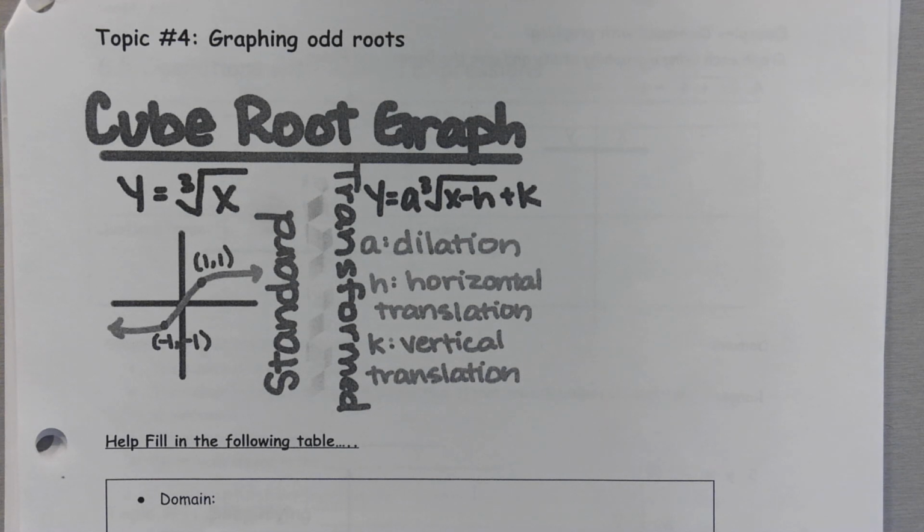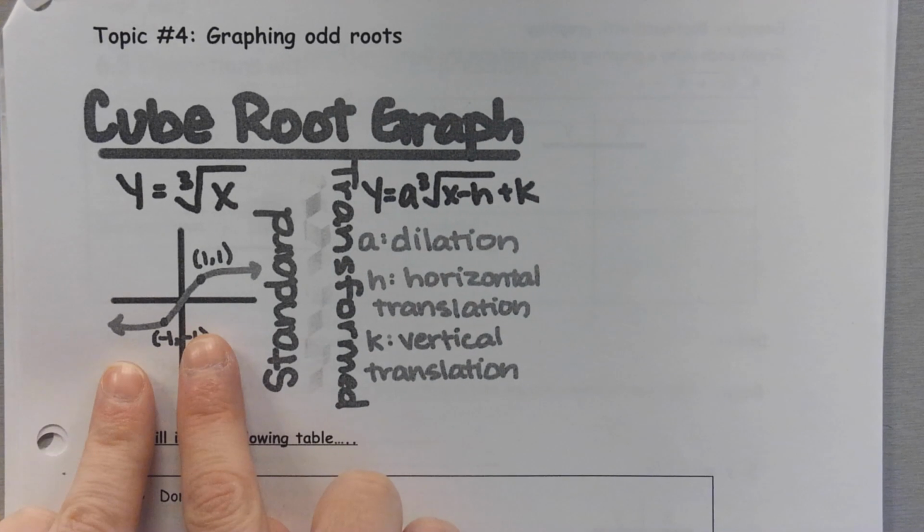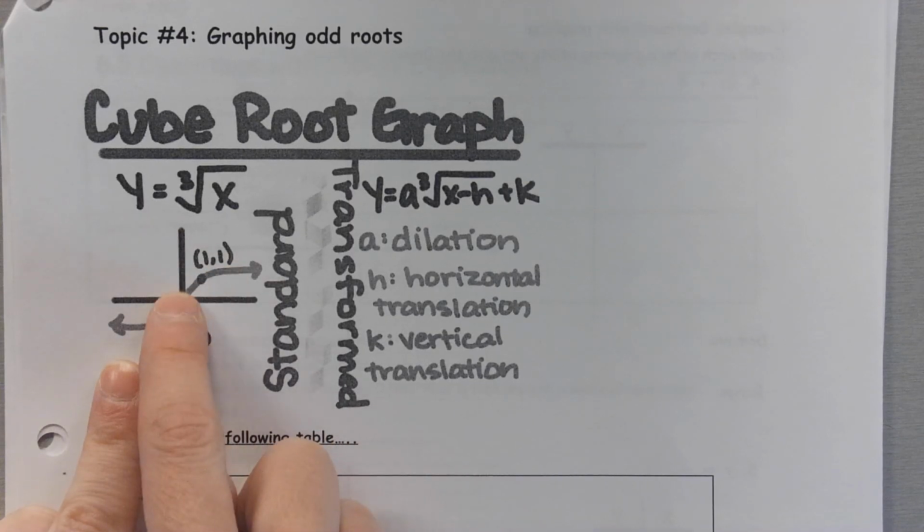So we have equations that we've been talking about, and we've only been talking about square roots, right, in terms of graphing? Okay, so today we're gonna switch over to cube roots, which are actually, I think, easier in some ways. So the cube roots are gonna look like this. They look like a letter S.